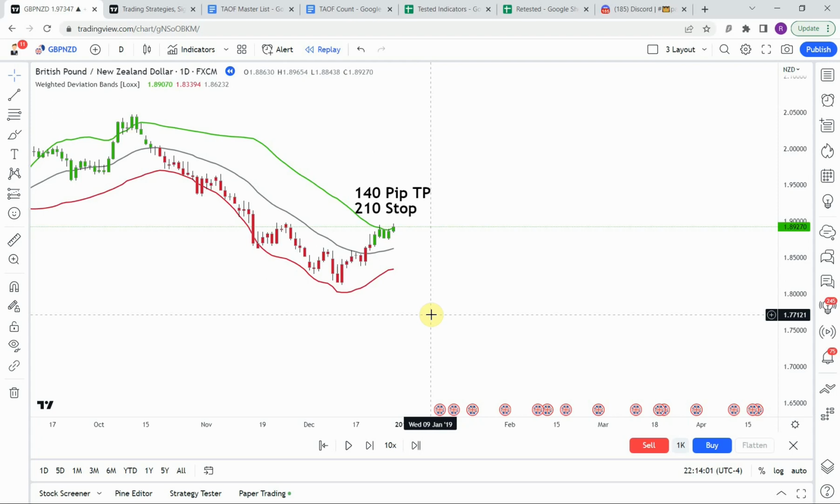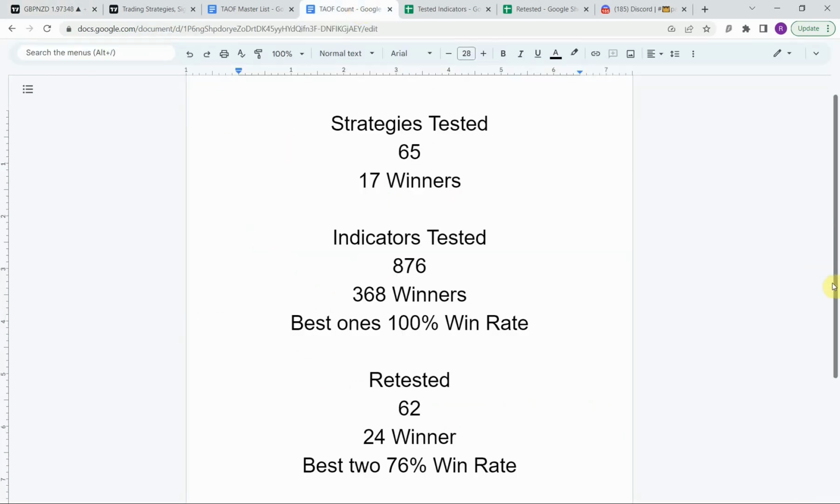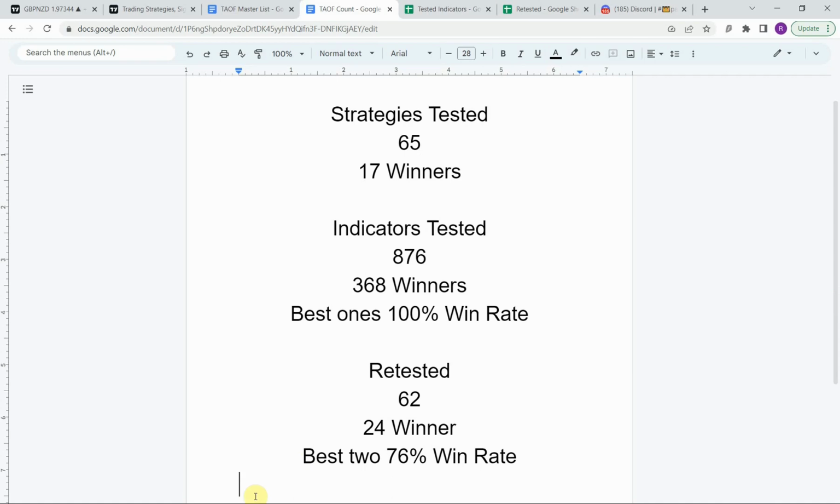Alright, as I said, today we will be testing the weighted deviation bands indicator. Before we do though, I wanted to put the testing scoreboard up for everyone to see. So to date, we have tested a total of 65 different strategies, with 17 of them being profitable. We've also tested a total of 876 indicators, with 368 of them being winners. The best ones so far were able to achieve a 100% win rate.